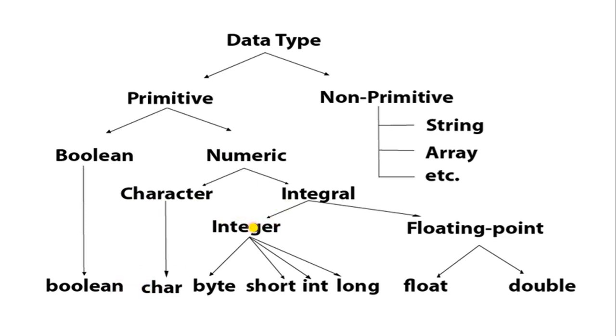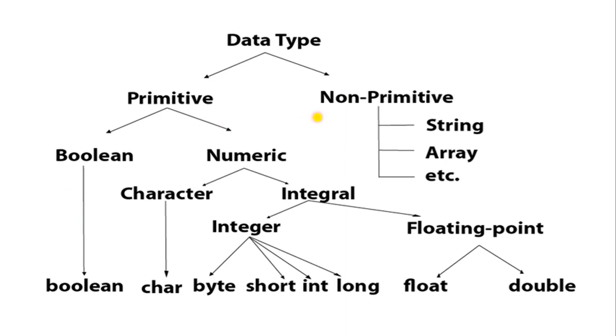Integral is also categorized into two types: one is integer and another is floating point. Integer is categorized into four types: byte, short, int, long. These byte, short, int, long are the data types. Floating point is categorized into two types: float and double. Float and double are the data types. I hope you have understood. With this diagram you will easily understand what all the data types are and how they are categorized.